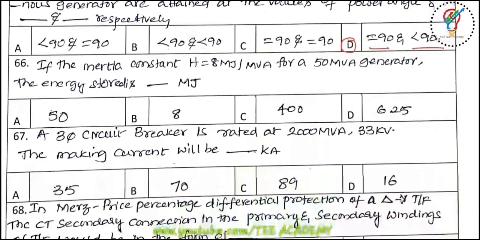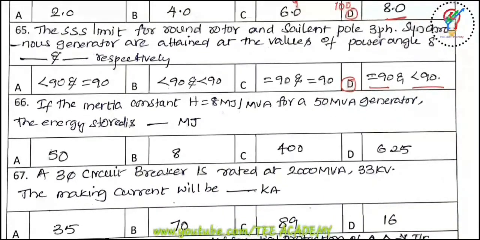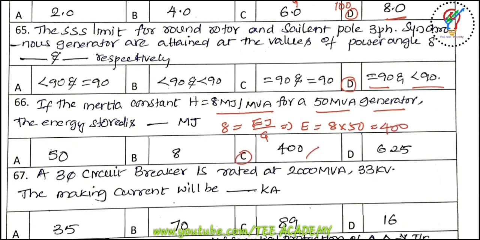Next one. The inertia constant H is equal to 8 megajoules per MVA. For a 500 MVA generator, the energy stored is? Simply, H is given as 8, and H is energy stored in megajoules divided by the MVA rating. So energy stored in megajoules is equal to H into 50, which is 400. So C is the right answer, and the other options are 500, 8 and 6.25.